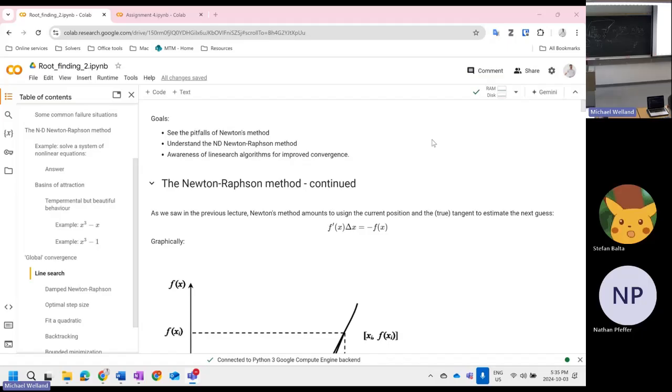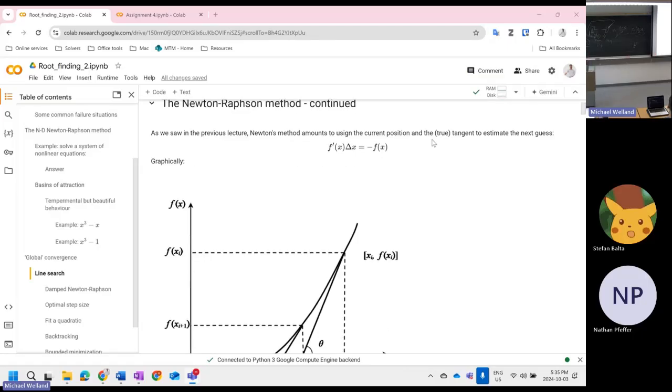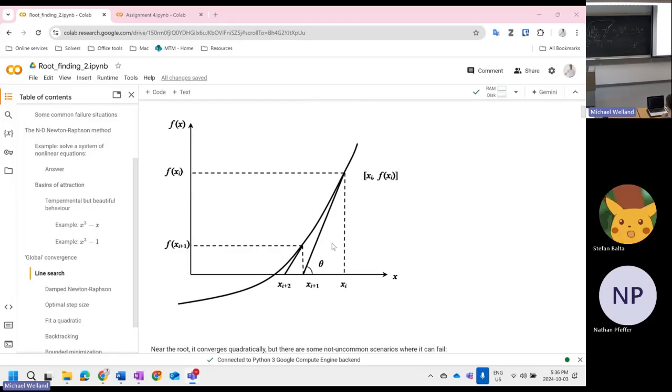Okay, so Newton-Raphson method. The last time we spoke about it, yesterday on the recorded lecture, we found out that it amounts to using the current position, the function value and its derivative to calculate the next increment. Graphically, I realized afterwards that I forgot to show you guys a graphic of what this looks like. It's very similar to the secant method, but now we're actually using the real tangent, not an approximation of that tangent. And because we have that information, we can get a better answer faster.